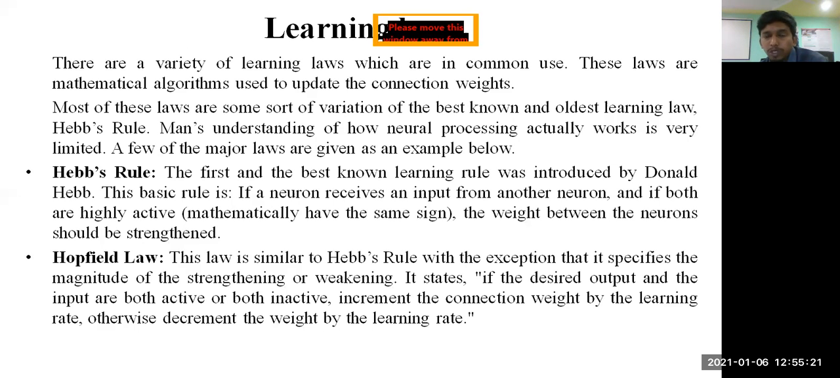This law is similar to Hebb's rule, with the exception that it specifies the magnitude of strengthening or weakening. In Hebb's rule, whenever a neuron is receiving input from another neuron, if both are highly active, then it needs to be strengthened. If both are not highly active, then it can be weakened. Hopfield law states that if the desired output and the input are both active or both inactive, increment or decrement the connection by the learning rate. So if they're active, you can increment, or if they are not active, you can decrement. That is about your Hopfield law.